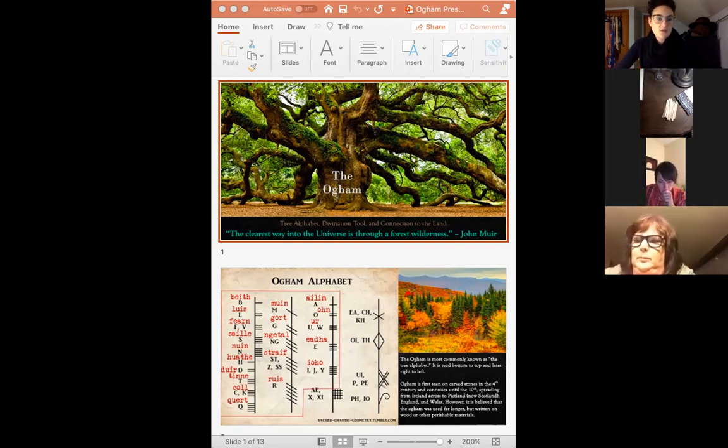So I just love this quote as I was looking around on all things tree. The clearest way into the universe is through a forest wilderness. And I was trying to get myself into this mindset because I am by no means an expert on this subject. I started researching this in the last couple weeks because it's something that I felt interested in, and I have almost no experience with plant energy or with Druidism. I've done some reading. I have a great book about Druids.